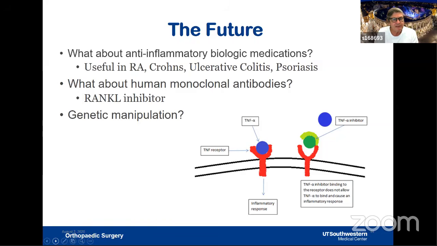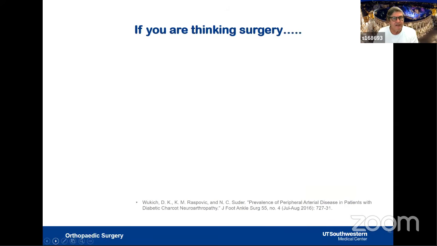What about genetic manipulation? If we identify these patients with polymorphisms, number one, can we identify them before they develop a Charcot and protect them? Or can we manipulate their genes, which is being done now by implanting different genes? So if you are thinking about surgery in a Charcot patient, I always say keep in mind perfusion. Critical limb ischemia is rare in Charcot. It's more common in patients with diabetic foot ulcers, but it can occur in a small group of patients.